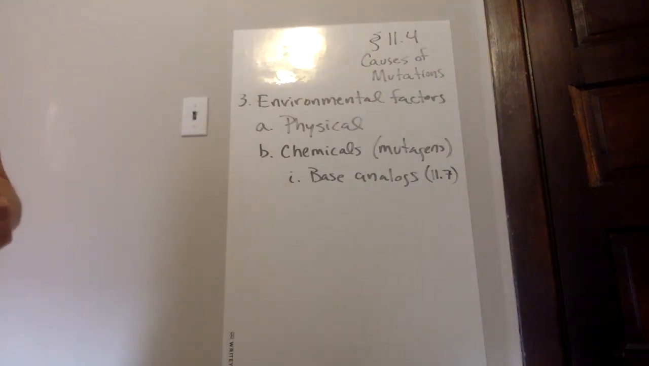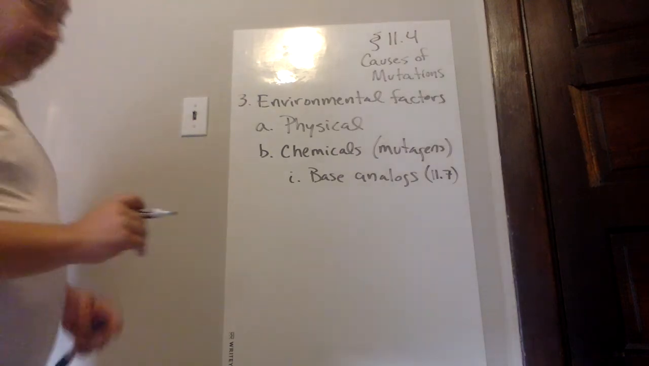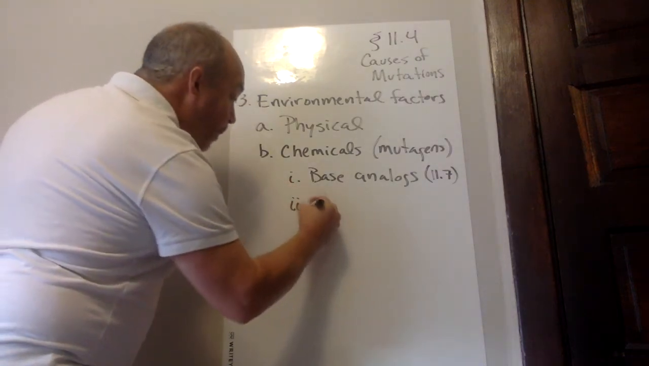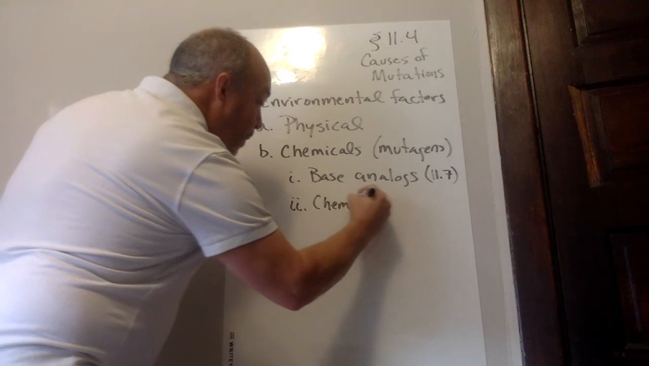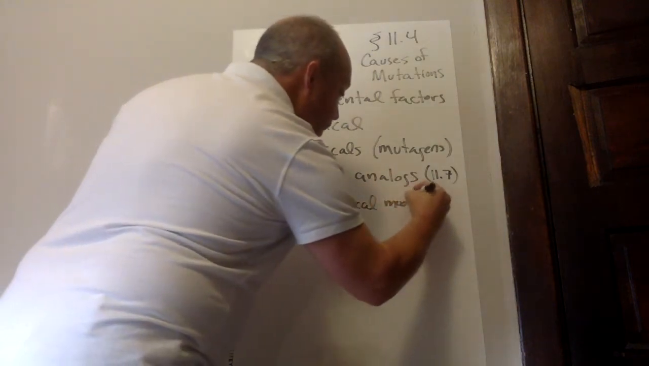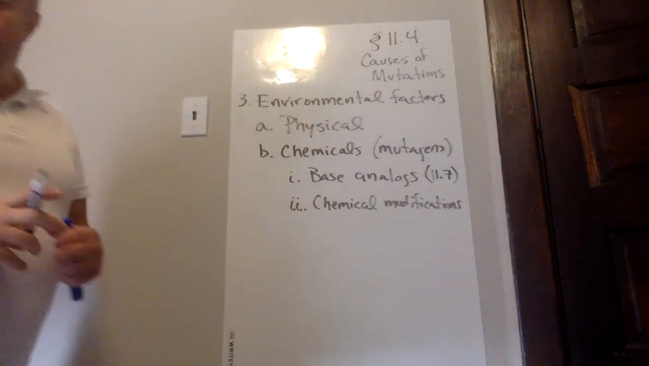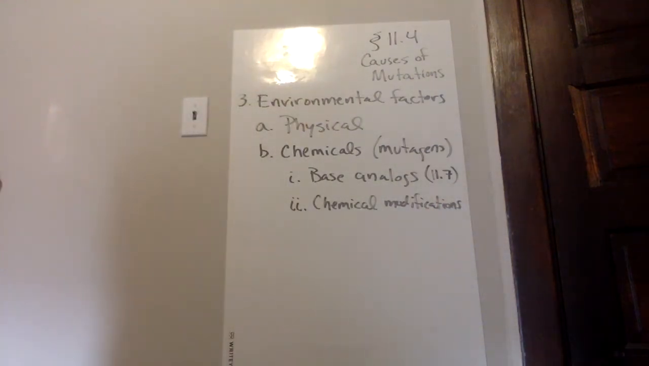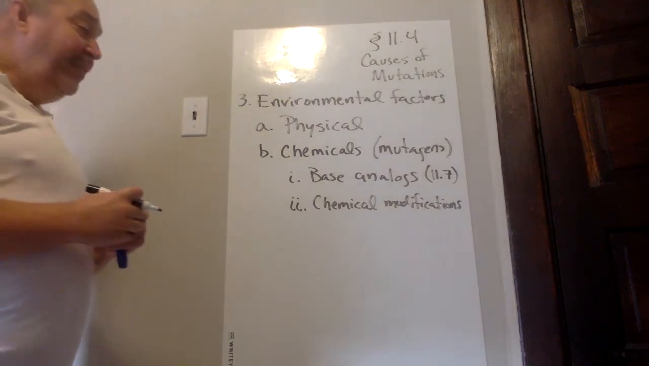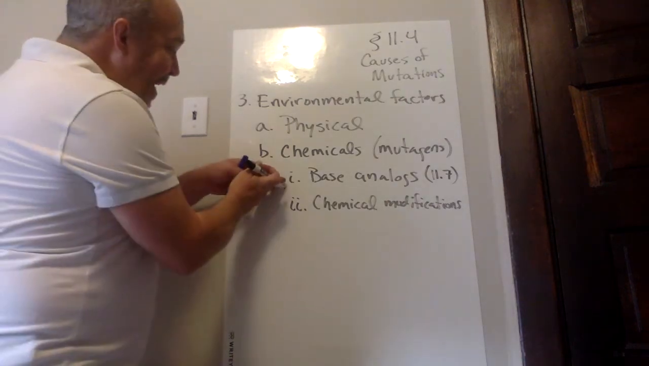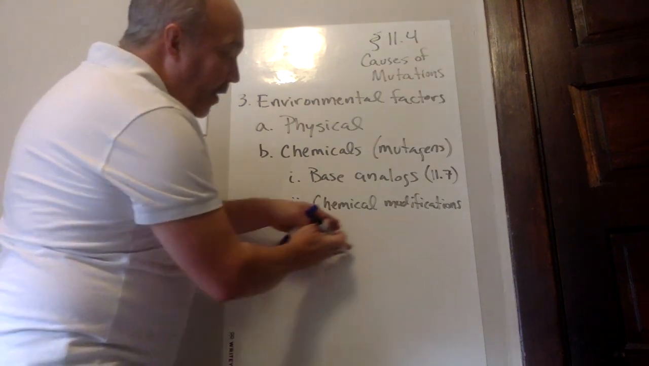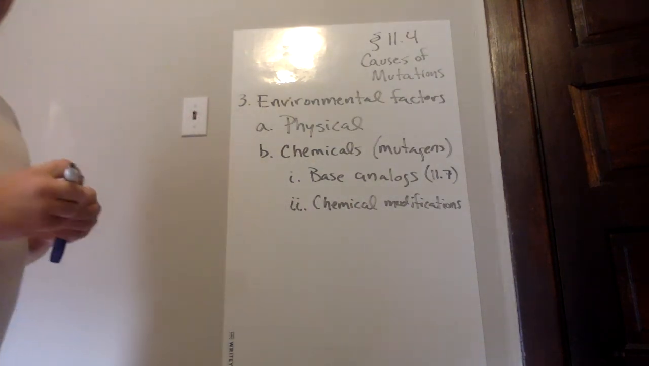Also, we can have chemical modifications of bases. Chemical modifications will, in a sense, do the same type of thing. When you change a nucleotide, and now the system thinks that it is a different nucleotide, you can get that same kind of consequence of it carrying through in a particular line of cells.